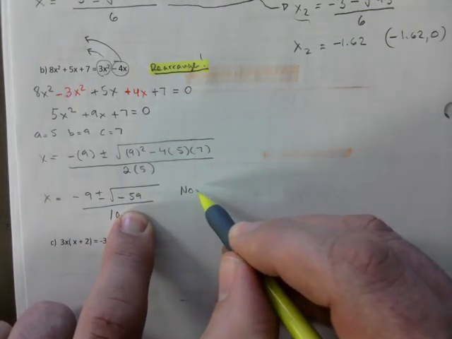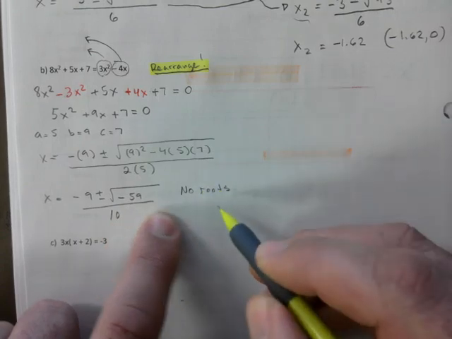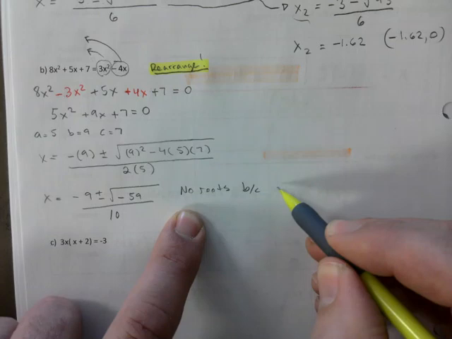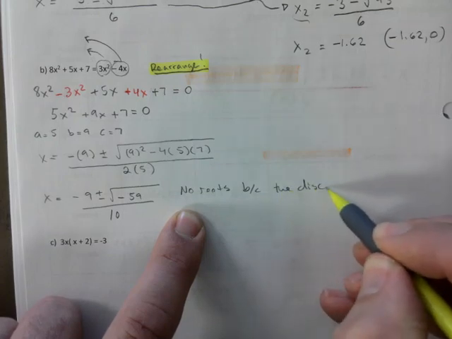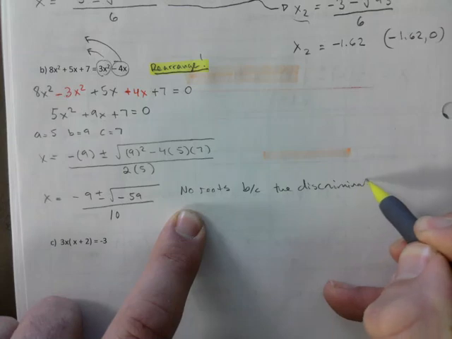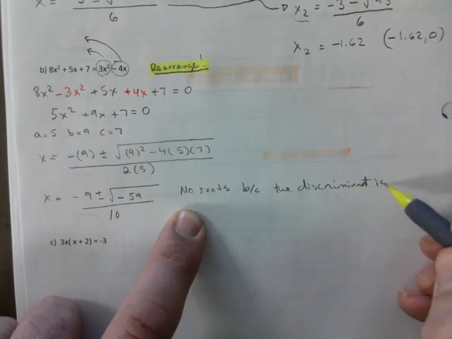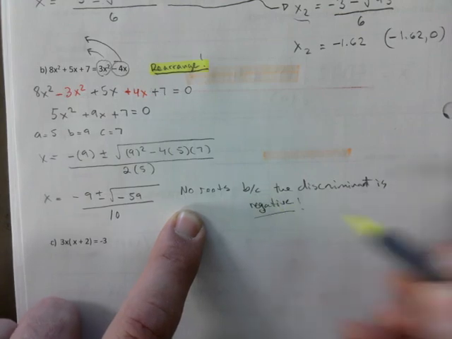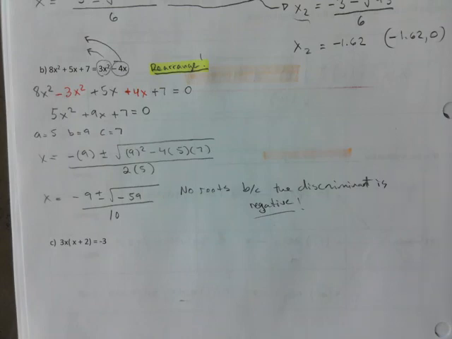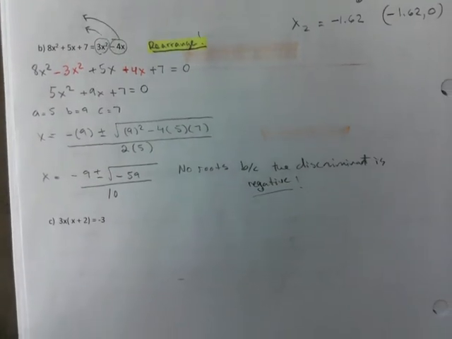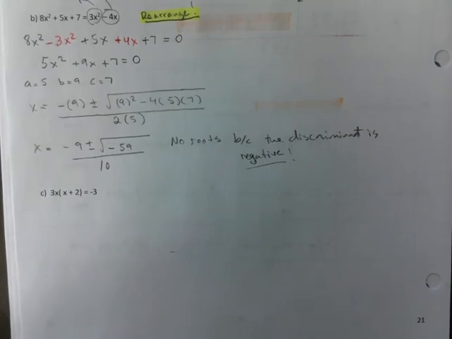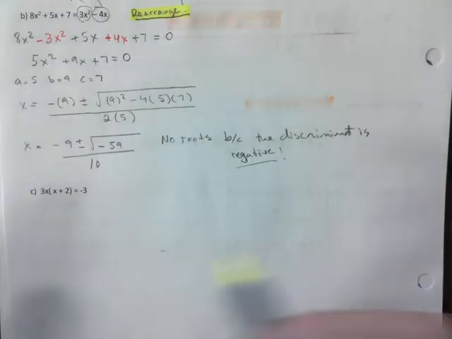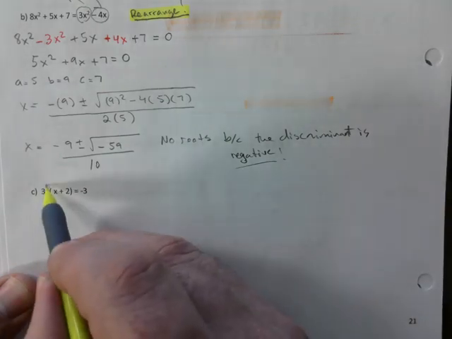So no roots, right? Because the discriminant is negative. You just can't do it. And so what does that mean? This one never crosses the x-axis. This parabola just doesn't cross it. That's all it means. Okay. Nothing wrong with the parabola. The parabola, we still love you, parabola. It's just you don't cross the x-axis. There we go.